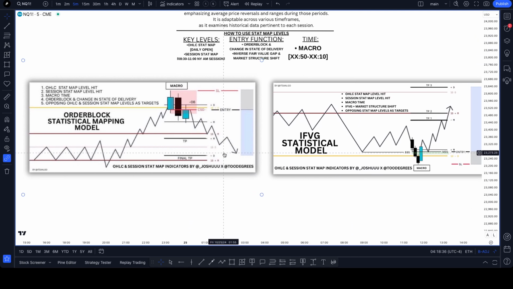Down here, we have the 2 models that we use to trade. We have the order block statistical mapping model, and then we have the inverse statistical model over here. So today we're going to go over the 5-minute chart using the order block, and then the 2-minute chart using the inverse fair value gap. As you can see with these pictures, I like to see a combo of OHLC and session stat map levels hit on both. I would like the entry function to print, and then I will enter during a macro time targeting opposing stat map levels.